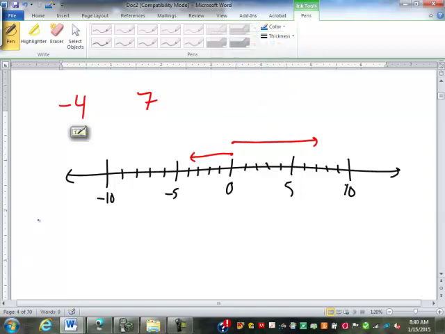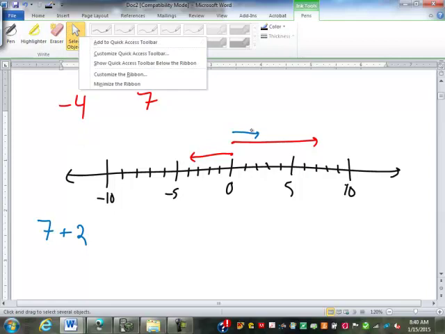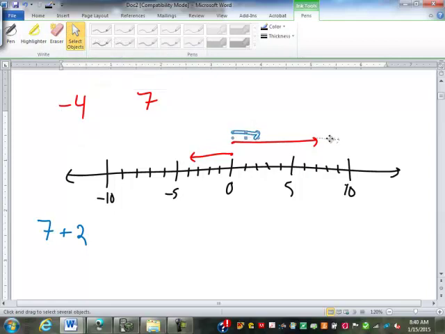So let's say I gave you the problem 7 plus 2. Well, we have the vector for 7. Here's the vector for 2. Addition is nothing more than a process of combining the vectors. So we would take this vector and combine it with that vector, and we can see that it ends up at 9. So 7 plus 2 is 9. And you guys all knew that, hopefully, right?